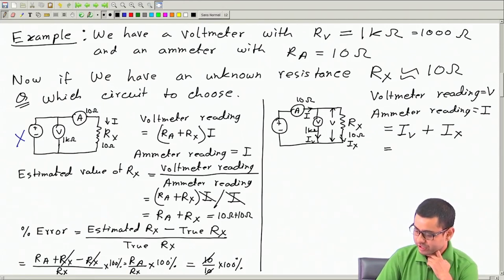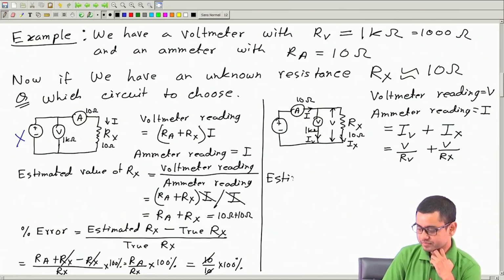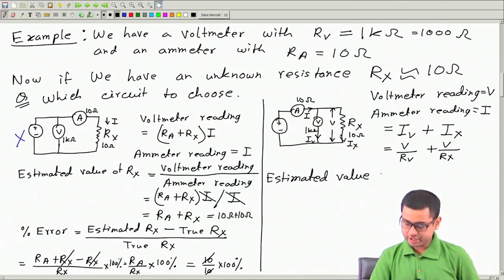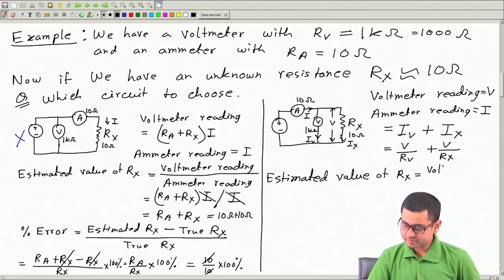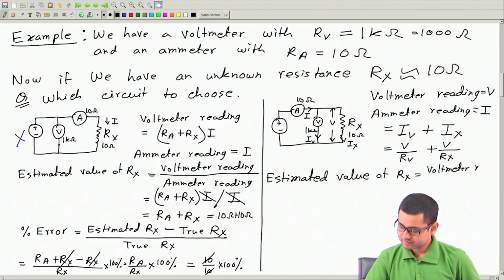So IV will be this voltage V divided by this resistance. So it will be V divided by voltmeter resistance RV, and Ix will be V divided by the unknown resistance Rx. So this will be ammeter resistance. Then the estimated value of Rx will be voltmeter reading divided by ammeter reading.